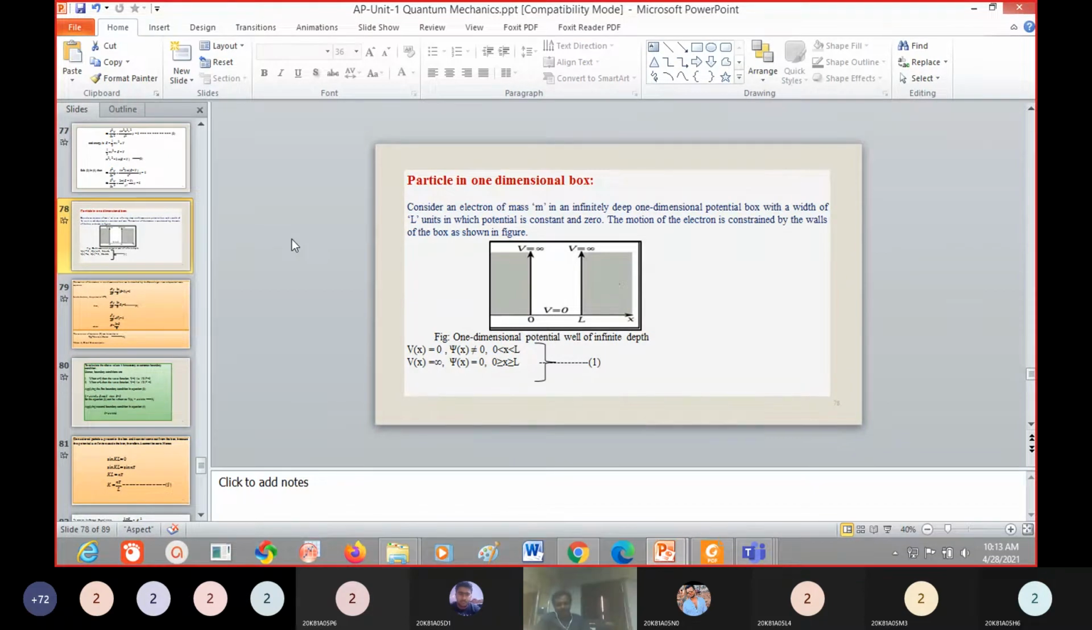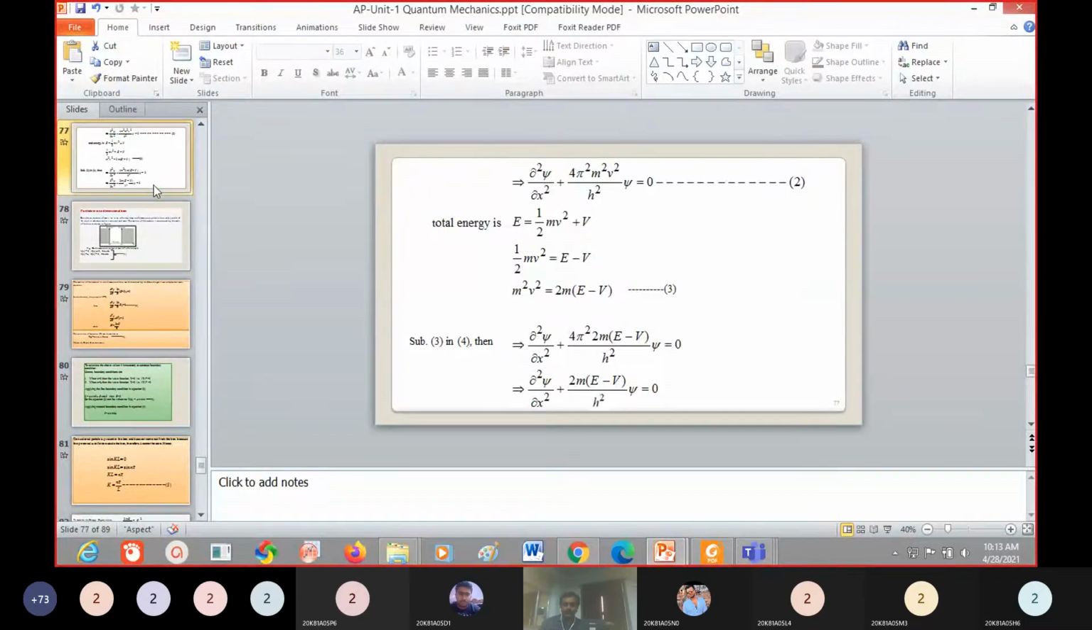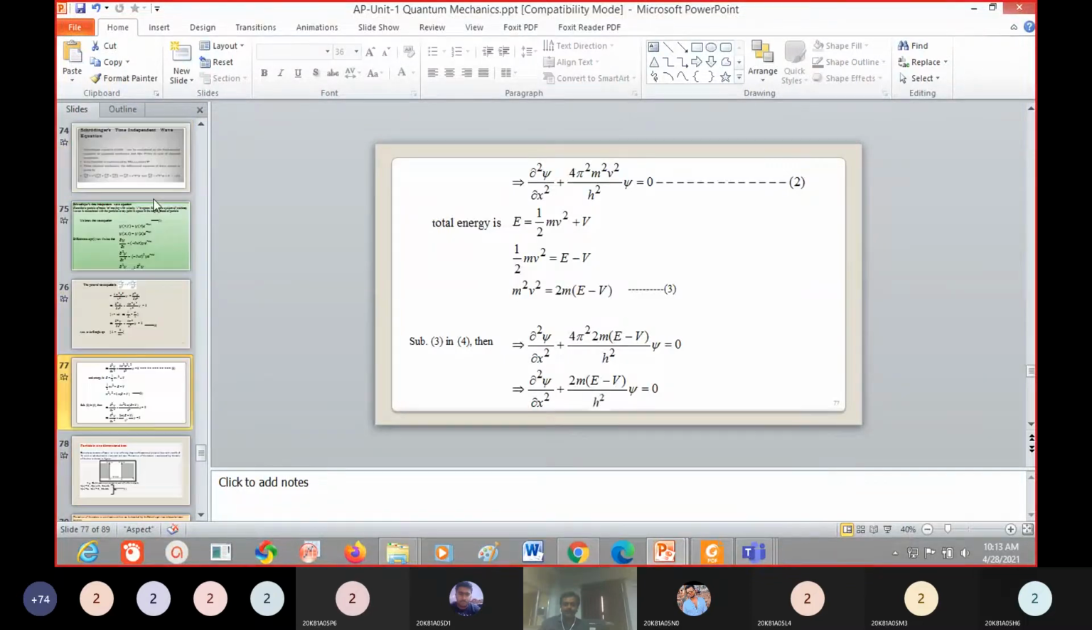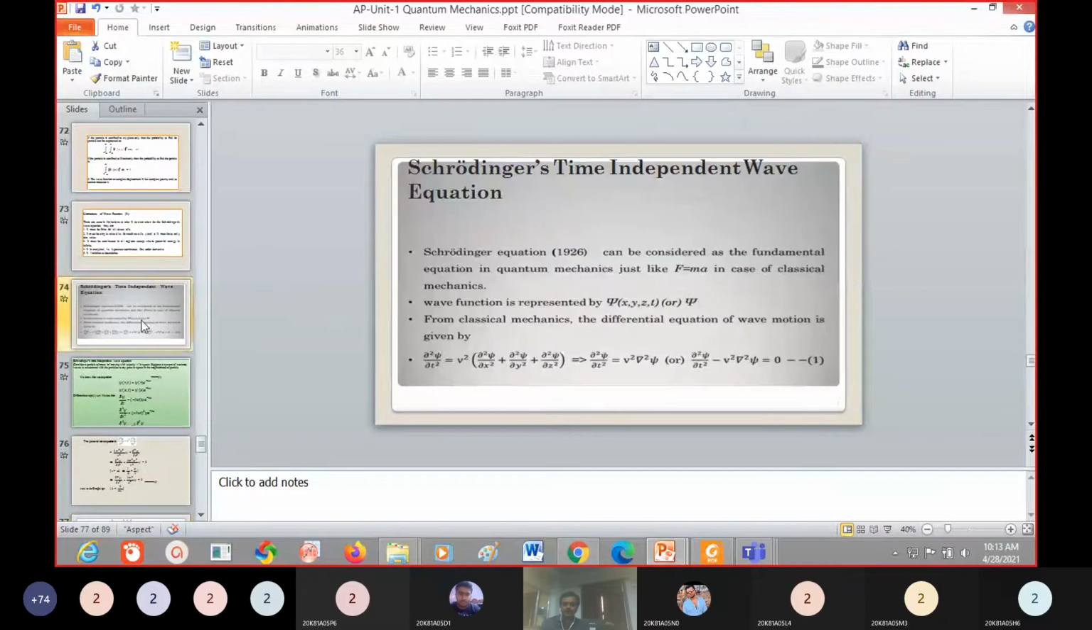So that is a very important one, the Schrodinger time independent wave equation. Okay, so now we are going to the particle in a 1D box. Before going to the particle in a 1D box, I will briefly explain once again the Schrodinger time independent wave equation. This Schrodinger time independent wave equation is just like Newton's law in classical mechanics. By using Newton's law, how can we explain the motion of a particle?